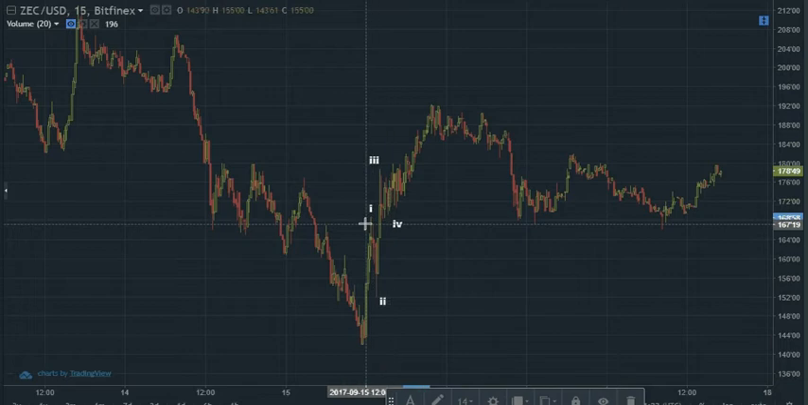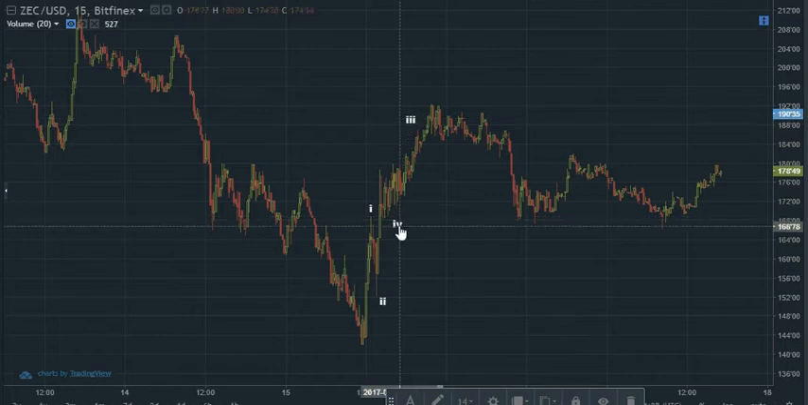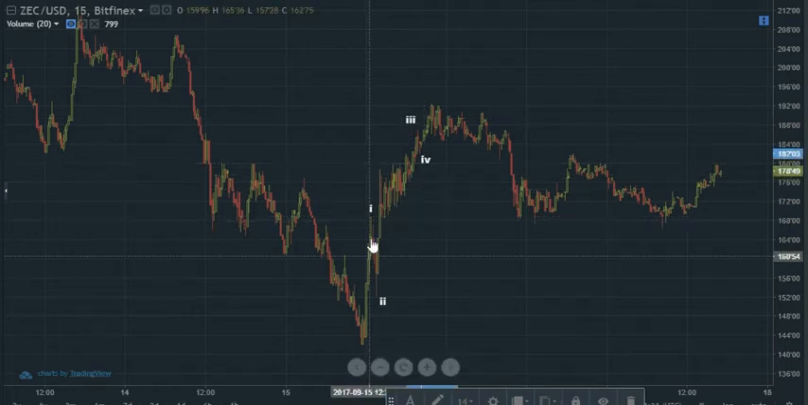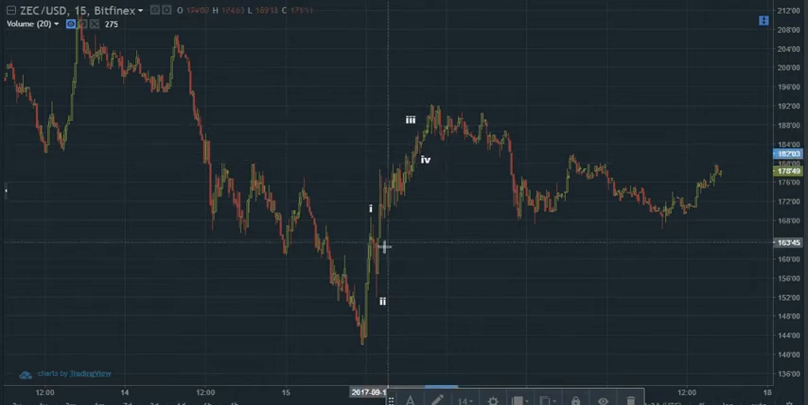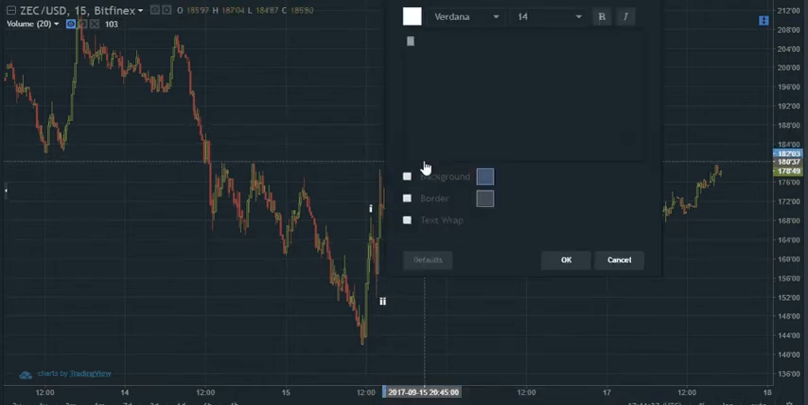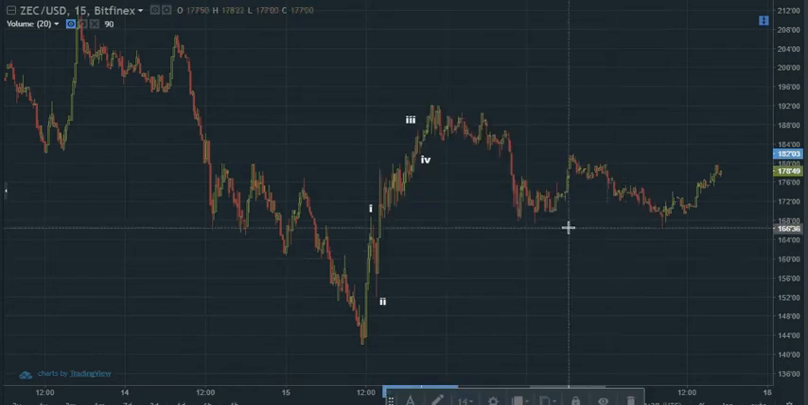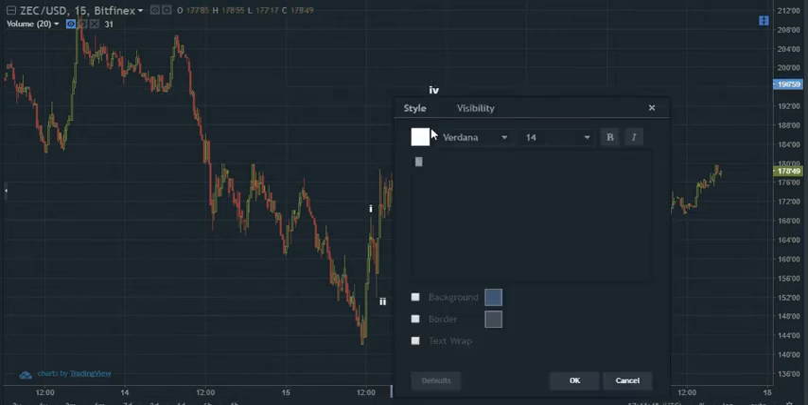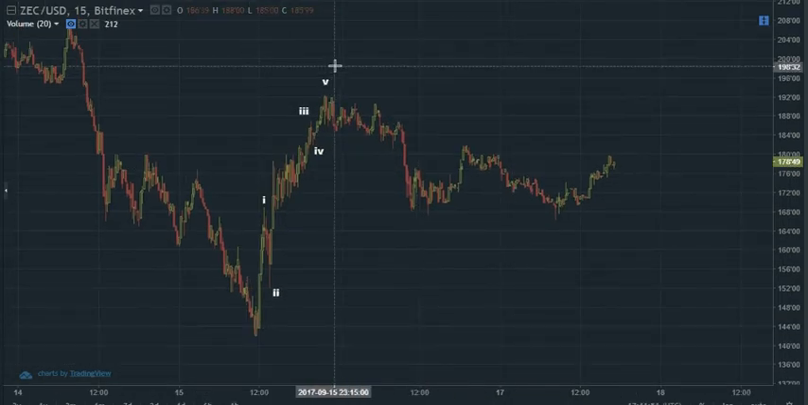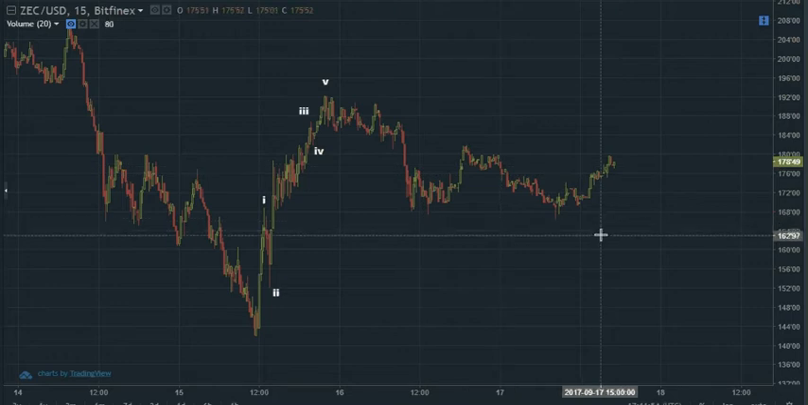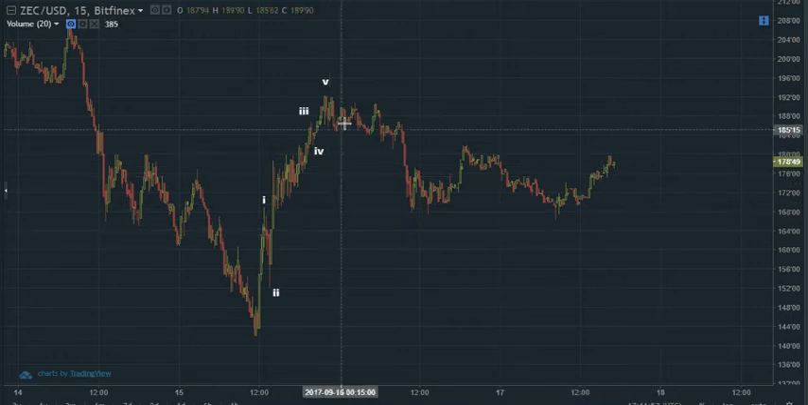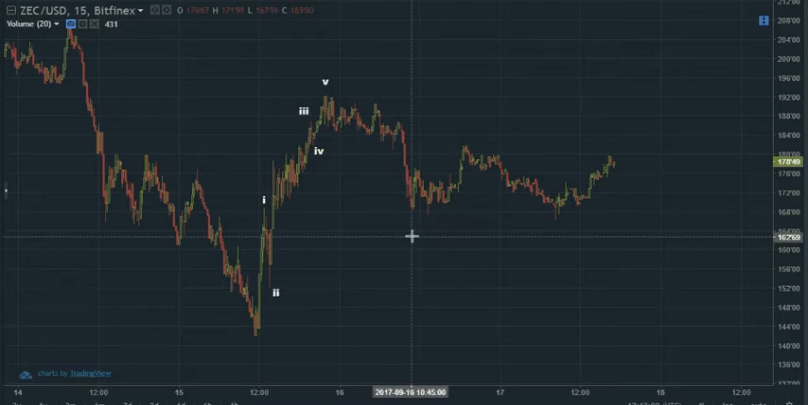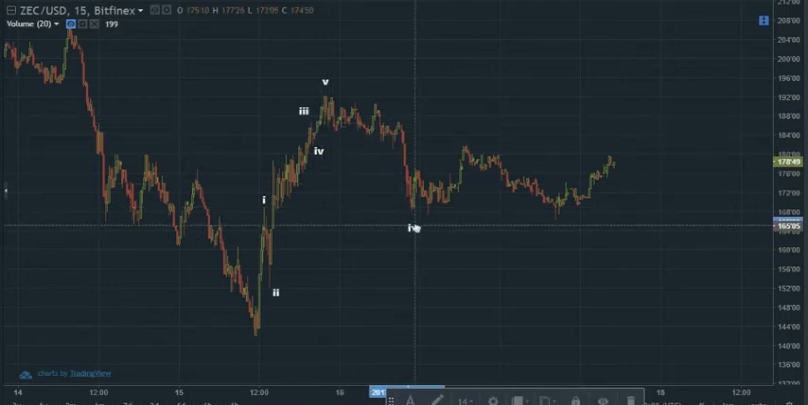But 4 overlaps with the peak of 1. So that is an invalid count, which is why I move it up here. 1, 2, 3, 4. Now 3 is the longest. And 5 can be positioned here. After 5 waves, a 3-wave retrace is required. So I can label this A, like so.